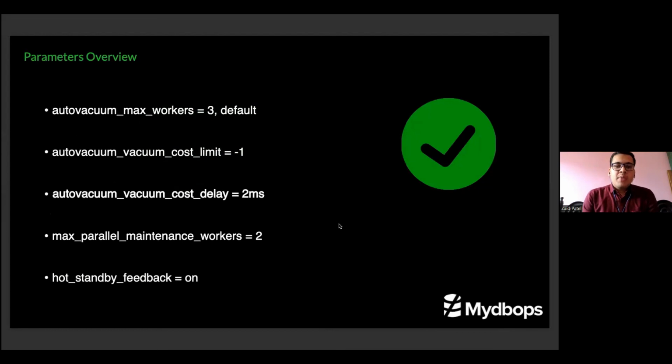Then we have auto vacuum max workers equal to 3 by default. So by default, 3 auto vacuum processes can run at a single time. Auto vacuum cost limit is disabled, or it is -1. We can set this if we think our database is busy and we do not want auto vacuum to add up to the resource usage. The next one is auto vacuum cost delay. It is 2 milliseconds by default. It can be set accordingly. Then we have max parallel maintenance workers at 2, and hot standby feedback is also turned on by default.